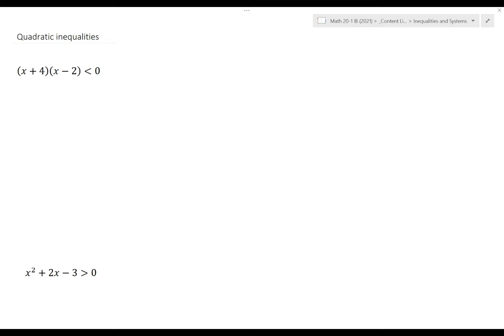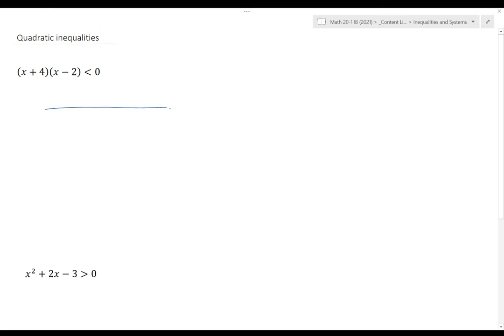So let's consider this first inequality, (x + 4)(x - 2) < 0. Essentially, I have a product of two things, and that product has to be negative. Now, I know that if either one of these factors is equal to 0, the product will be equal to 0. And that is going to be the boundary condition here. Those are the critical values that define intervals for me.